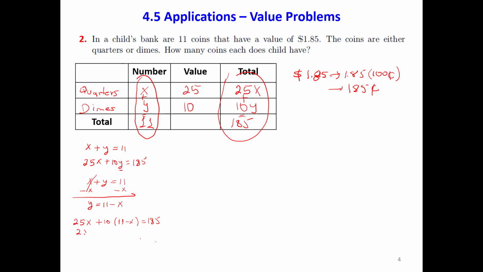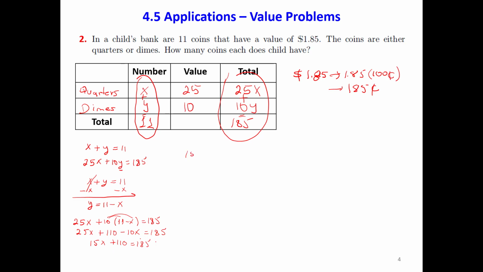Let's distribute first. Then we had 110 minus 10x. Yes, we distribute first. Now we can combine the like terms. 25x minus 10x is 15x, plus 110 equals 185. Now we can solve for x. Let's write the equation here.